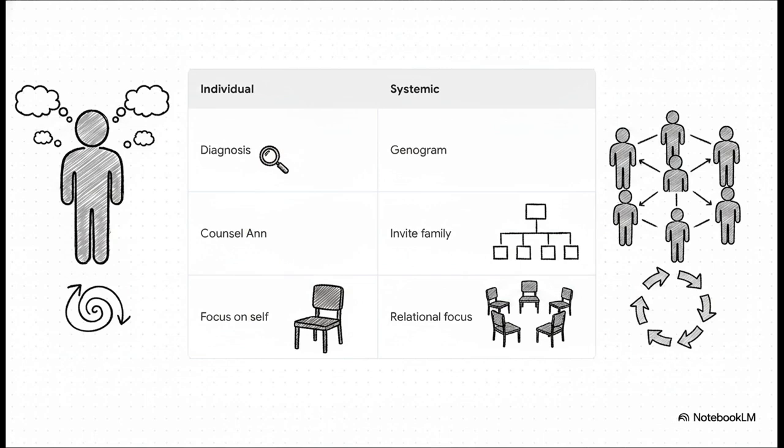But if Anne sees a systemic counselor, they're exploring her family process. They're likely inviting her family in. They focus on the relationships actively maintaining her depression, and they intervene to change those transactions. Do you see it? One helps Anne survive her ecosystem, the other tries to change the ecosystem itself.